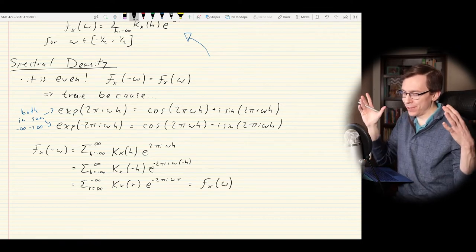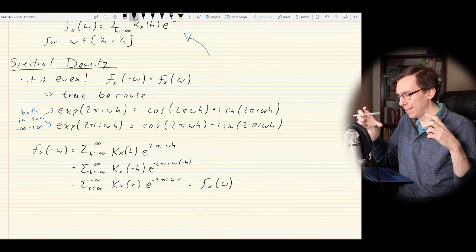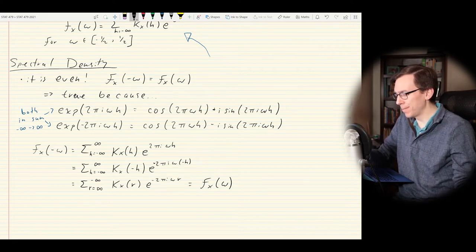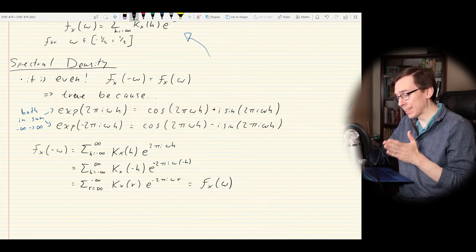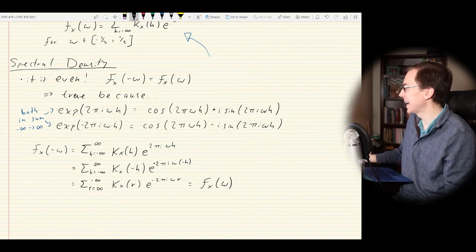Cool. So now we have two things that we know. We know that the spectral density exists only on a finite interval from minus 1/2 to plus 1/2, and it's symmetric about the point 0 because it's an even function. So what else can we get out of this?